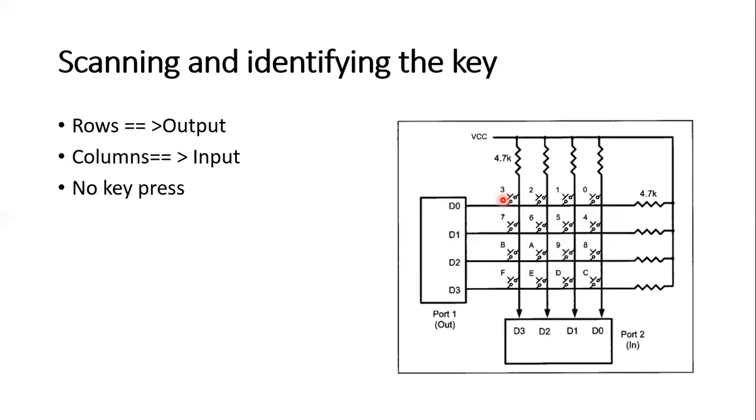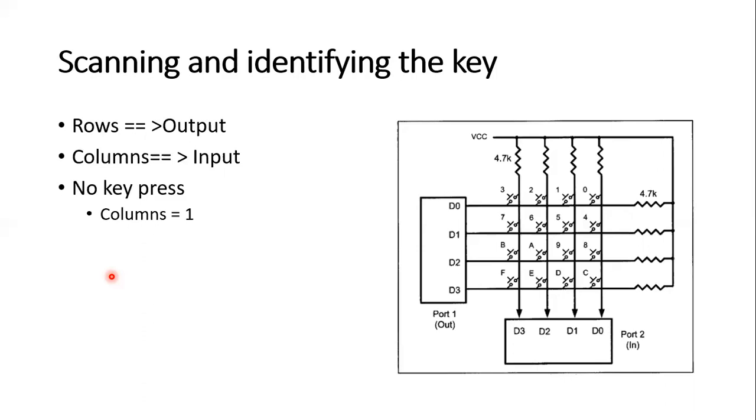When there is no key press, what will happen? All the columns are connected as inputs, so when you read the columns, all the columns will return the value 1. D0 will be 1, D1 will be 1, D2 will be 1, D3 will be 1. That indicates that no key is pressed in the keypad.